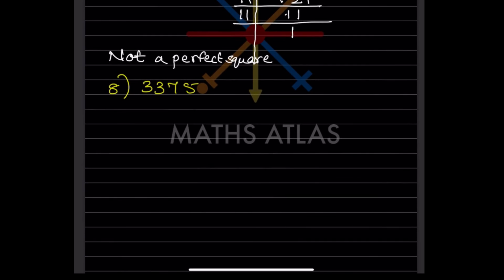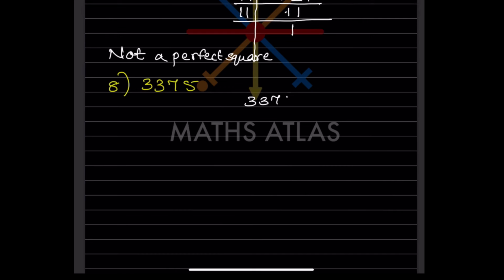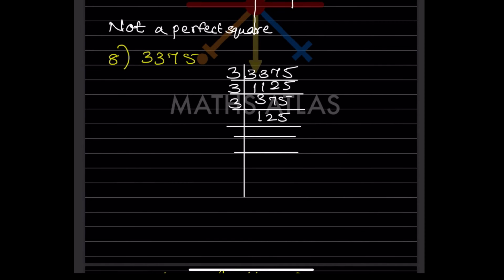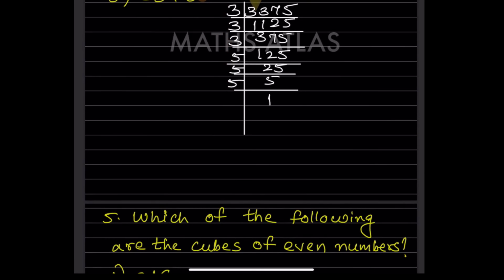So now let us see for this one, 3375. Here this goes with 3. Again this goes with 3. Again this goes with 3. But then this doesn't go with 3. We can go right for 5 here. So now what you can see again here, this is one group and this is the other group. So it is a perfect square.